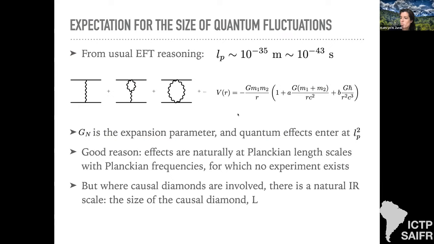So you're well familiar that the conventional wisdom is that fluctuations in quantum gravity aren't observable. And there's a good reason for this: if I do a power law expansion in the gravitational potential, and take G Newton as the expansion parameter, then generically you would expect quantum effects to enter at Planck length squared. And of course, that's not observable. And so all the work that I've done, and really anyone has done in this area, focuses on the fact that there's a natural IR scale, which is the measurement scale in the experiment.